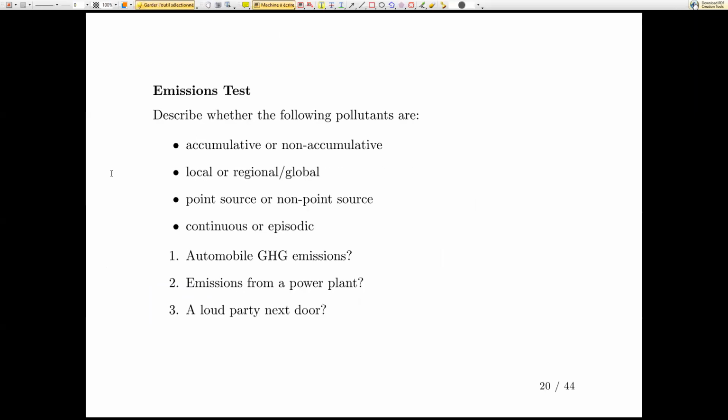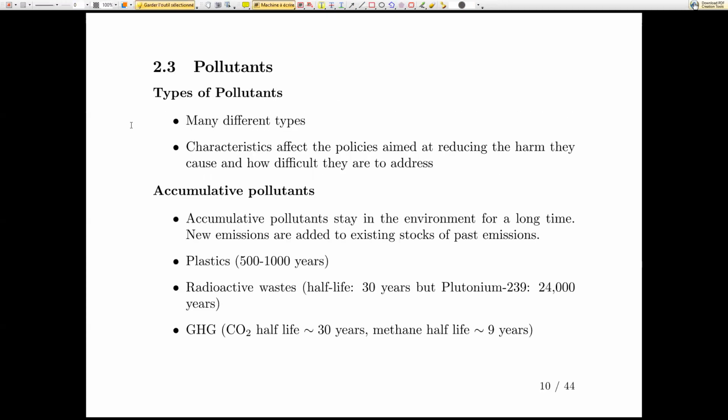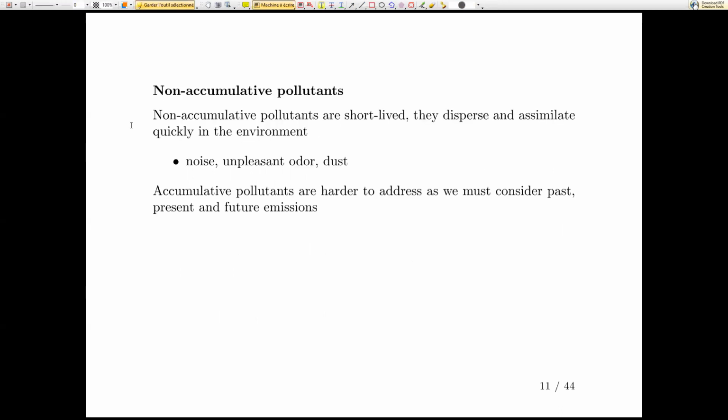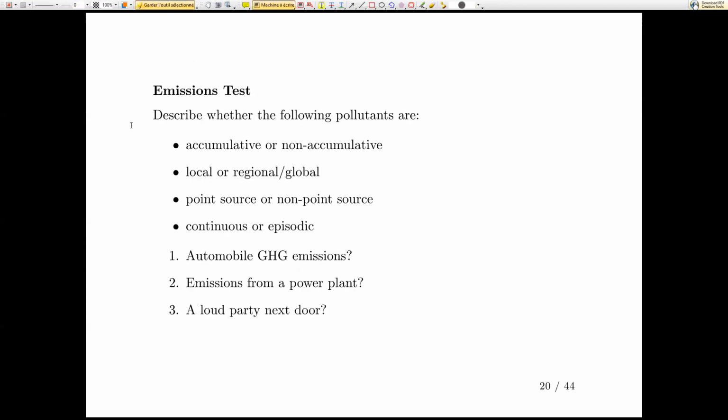All right. So one thing we can do is apply all these. These are all ways of categorizing the pollutants: accumulative versus non-accumulative, local, regional, global, point source or non-point source, continuous or episodic. Then one thing we may try to do is classify them.